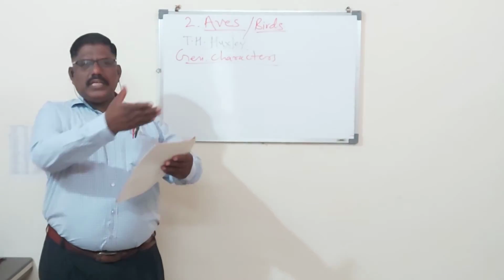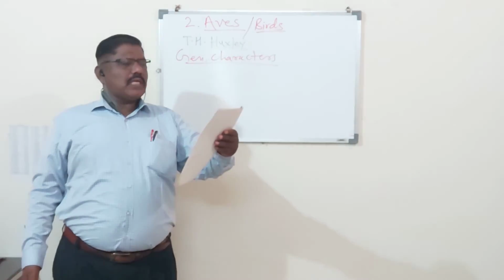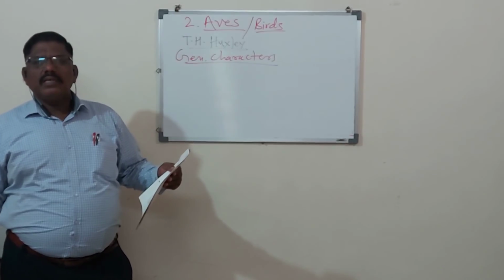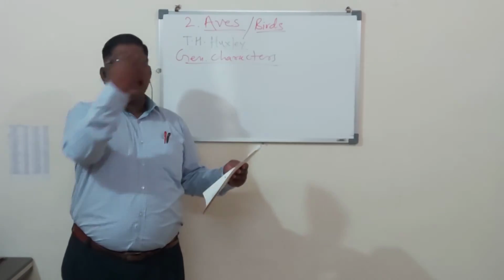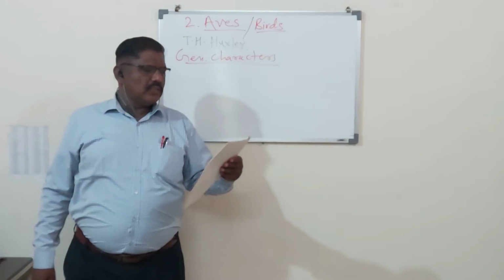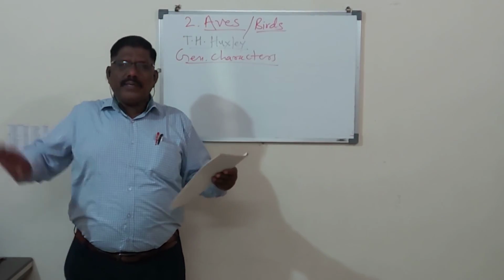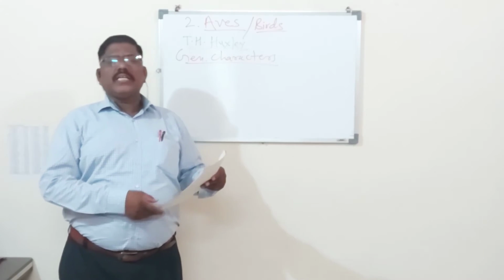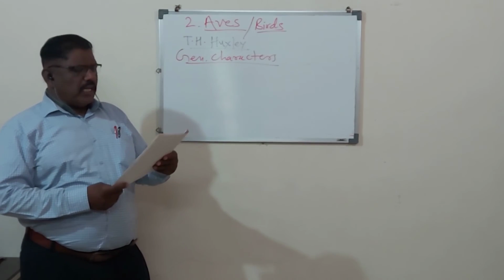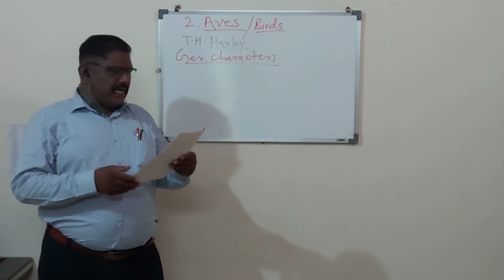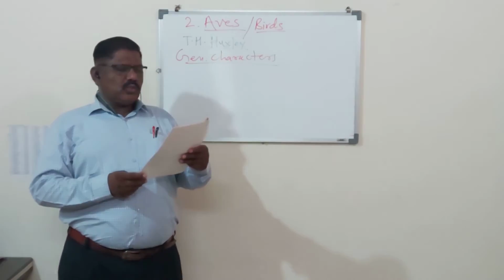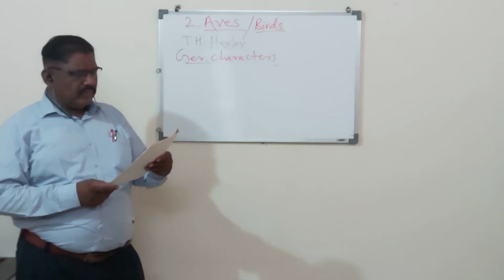Here the list is given. So aves are warm-blooded. Remember, birds are warm-blooded. They cannot adjust their body temperature as per the surrounding temperatures. Flying vertebrates, हवेमध्ये उडणारे vertebrate आहे. Body covered by feathers. Body is spindle shaped or boat shaped, which is useful for flying in the air. Body is divisible into the head, neck, trunk and tail.